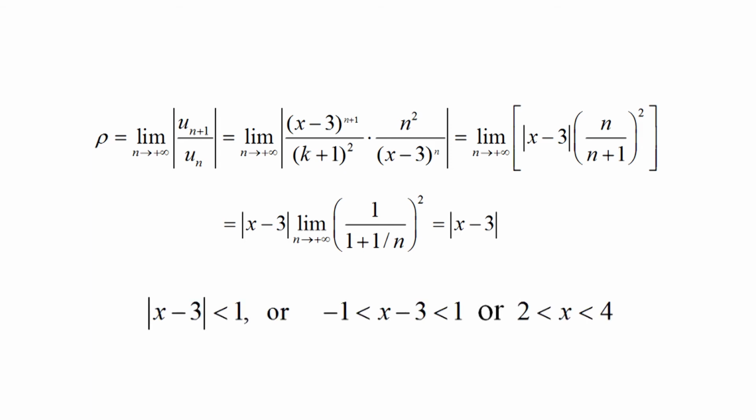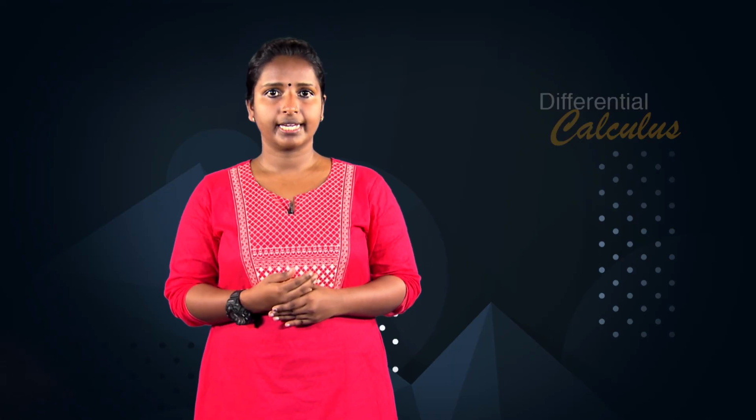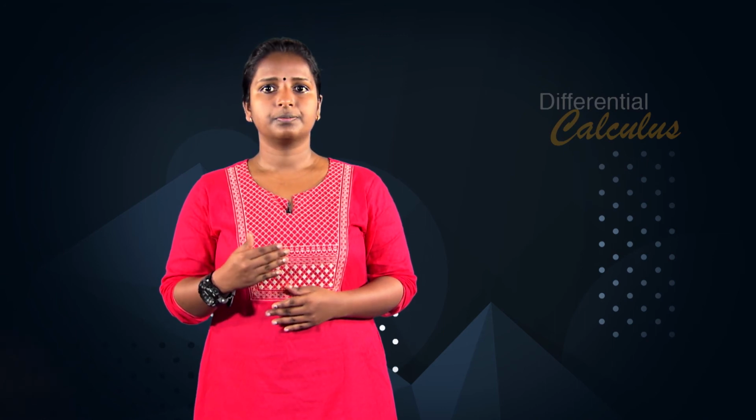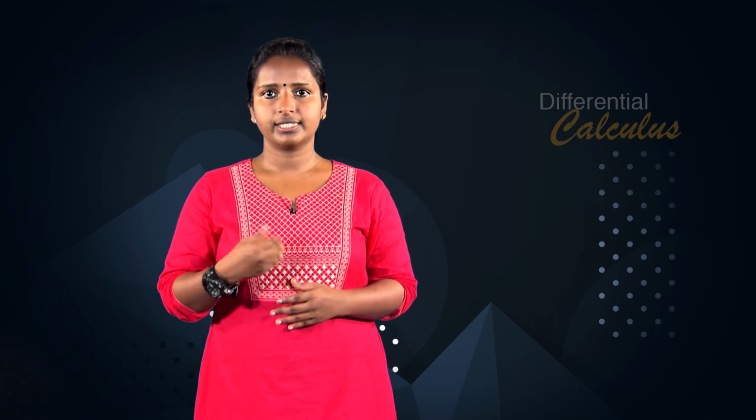Thus, the series converges absolutely if absolute value of x minus 3 is less than 1, or negative 1 is less than x minus 3 is less than 1, or 2 is less than x is less than 4. The series diverges if x is less than 2 or x is greater than 4. To determine the convergence behavior at the endpoints x equal to 2 and x equal to 4, we substitute these values in the given series.